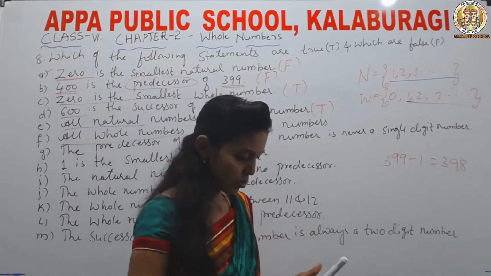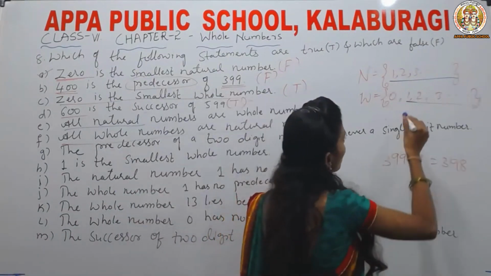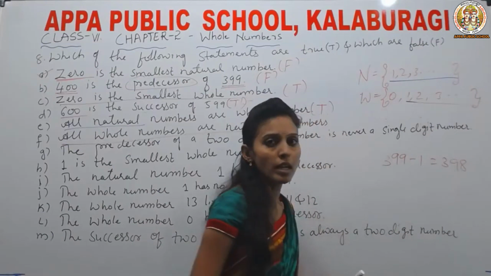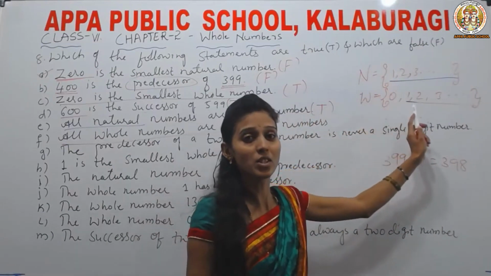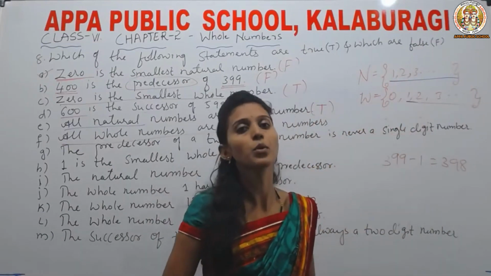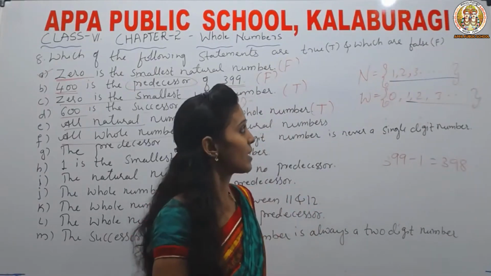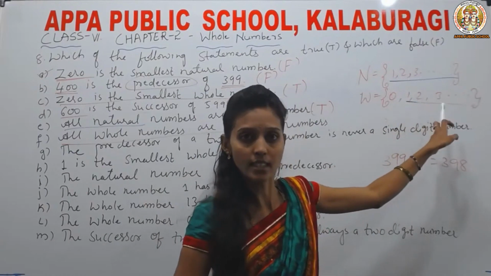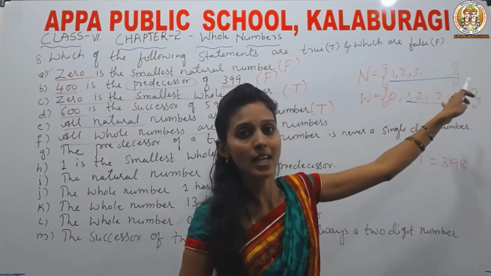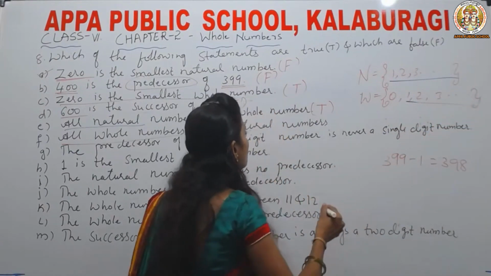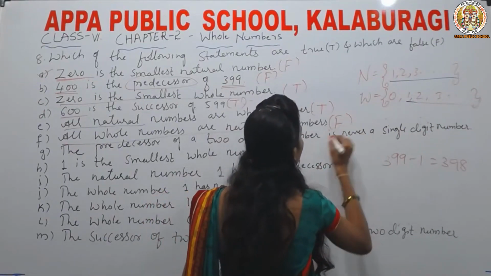Next, all whole numbers are natural numbers. See, from 1, all numbers are there in natural numbers. But we don't have 0 in natural numbers. So therefore, we can't say all whole numbers are natural numbers. All natural numbers are whole numbers, yes, but all whole numbers are not natural numbers. So therefore, this is false.